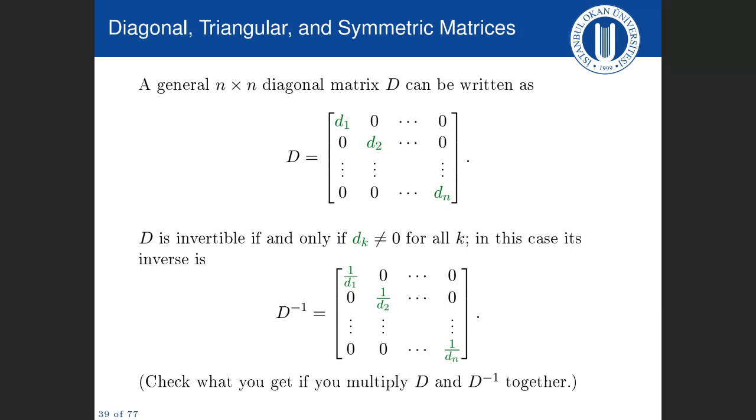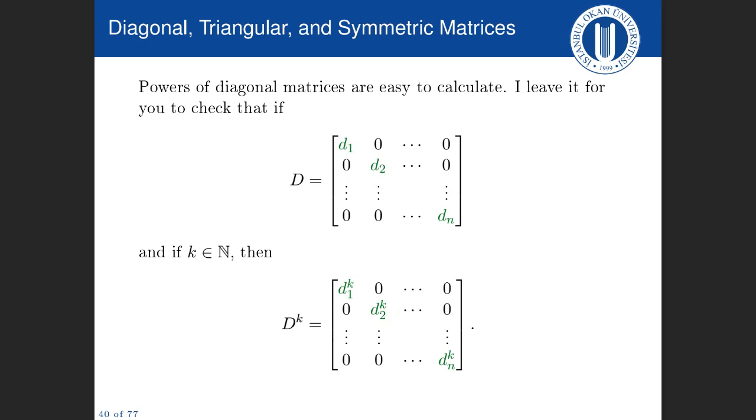There are more nice properties of diagonal matrices. The powers are easy to calculate. Again, if D is an n by n diagonal matrix, then for D to the power k, all we do is raise each entry on the main diagonal to the power k: d1 to the power k, d2 to the power k, d3 to the power k, etc.